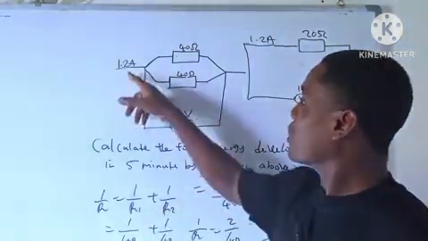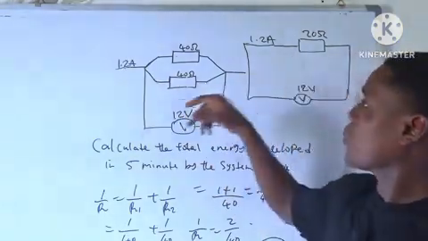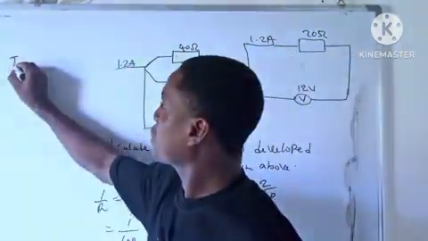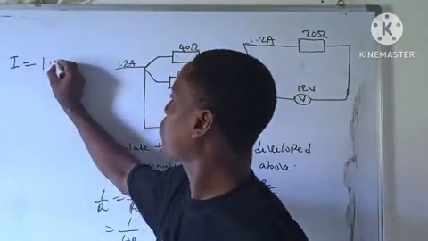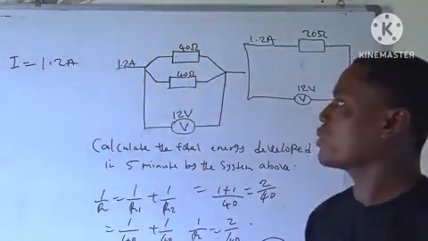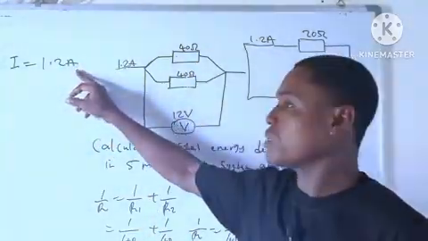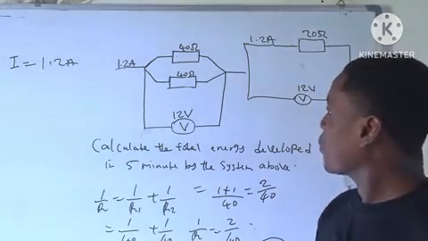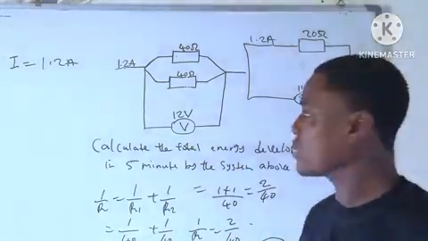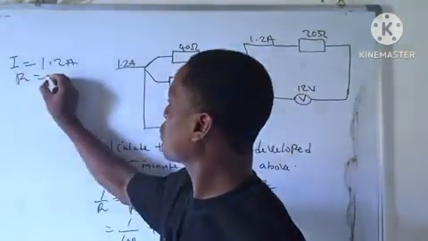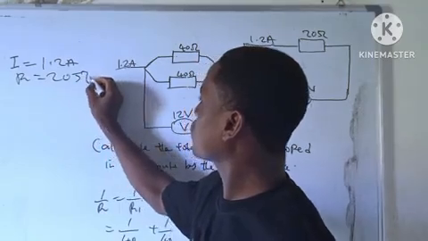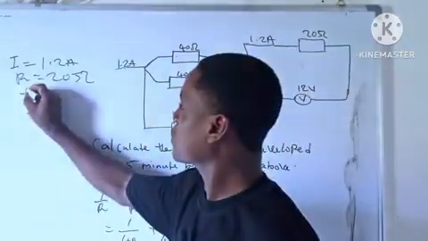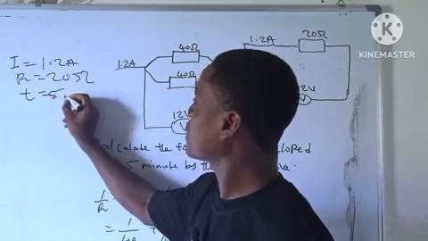Now, from this diagram, you are given what? This is current, right? We are given current equal to 1.2A. This A stands for ampere, which is the unit of current. Okay. Here, now we are given resistance, right? Which is R equal to 20 ohm. What else again? We are given time, which is T. Time equal to what? 5 minutes.